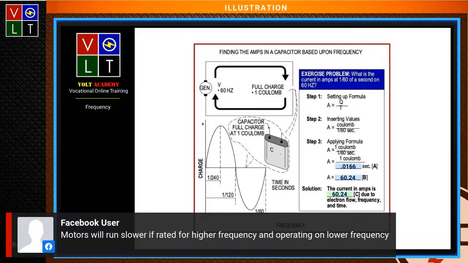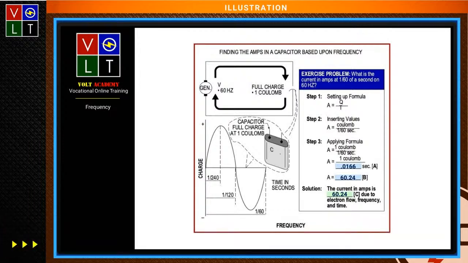We got a comment came in: motors will run slower if rated for higher frequency and operating on lower frequency. That's true. That's what I was thinking of, if that would cause a problem or not. But apparently, it makes sense because it does it in a variable frequency drive. I know. But we did a case on that, and apparently it's okay. I was thinking about something running slower because of that, and I was going to have to do a little more checking on that.